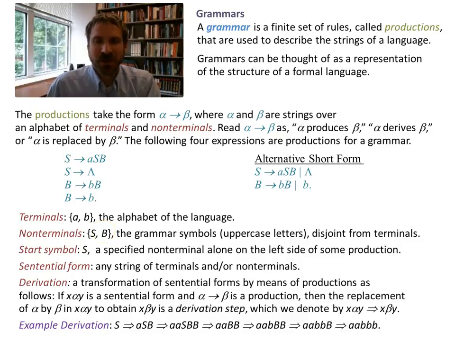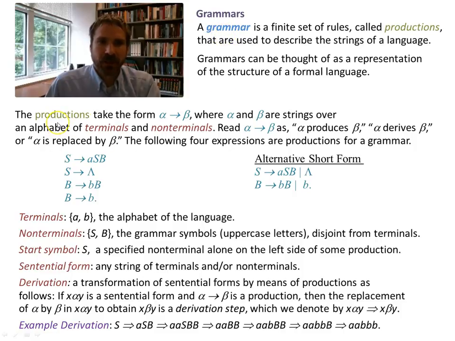In this video, we're going to talk about one of your favorite topics ever. That's right, grammar. If we're going to talk about a formal language, that is a mathematical representation of the inputs to our computing system, we can also talk in a formal way about the structure of that language. This is called a grammar.